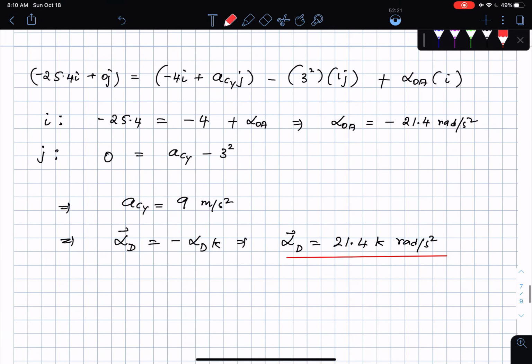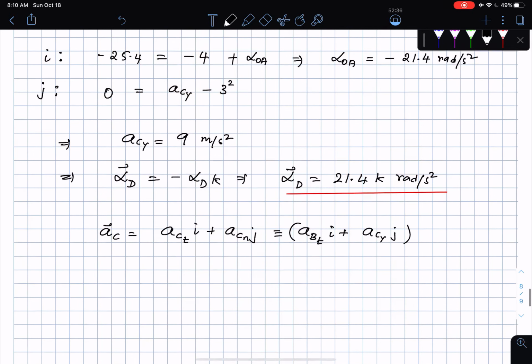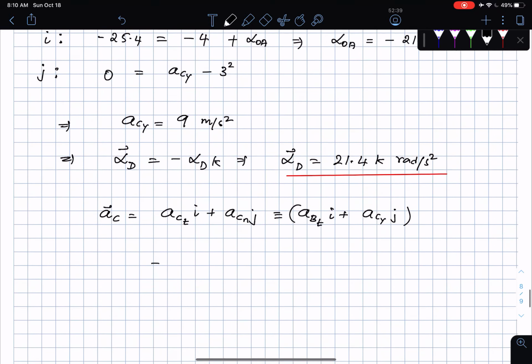And I can also write the acceleration of C is acceleration of C in the tangential direction, acceleration of C in the normal direction, which was the same as acceleration of B in the tangential direction, acceleration of C in the normal direction because of rolling without slip. And so acceleration of C is minus 4i plus 9j meters per second square. All right, let me end with a straight line.